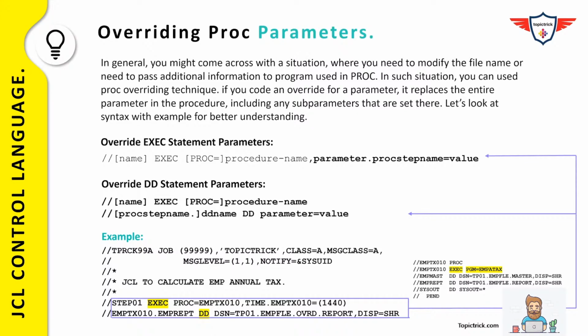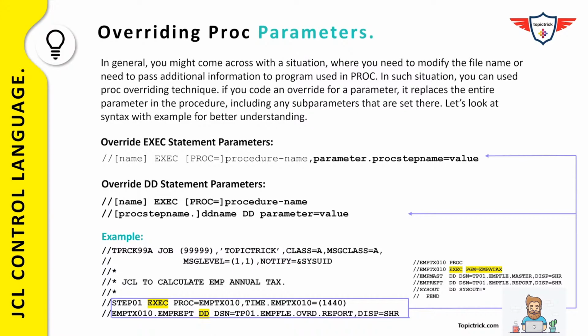And in the next step, I've overridden the DD statement. If you notice, EMPREPT is an employee report, and if you look at the catalog procedure, it has a DSN name as tp01.employeefile.report. And in my JCL, I've just replaced the name with a different file. How I've done that is, first of all, I've specified the proc step name, that is EMPTX010 dot the DD name, that is EMPREPT, followed by DD, then DSN and the dataset name. And after that, you have to specify the disposition of the file, whether it would be SHR, NEW, OLD, CATLG, as per your requirement. So with the help of the proc overriding technique, you can modify or change any of the keyword parameters which are defined on the execute statement or on the DD statement.